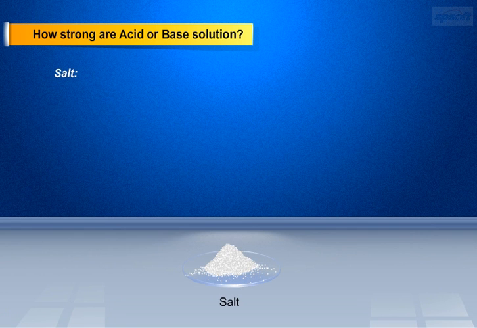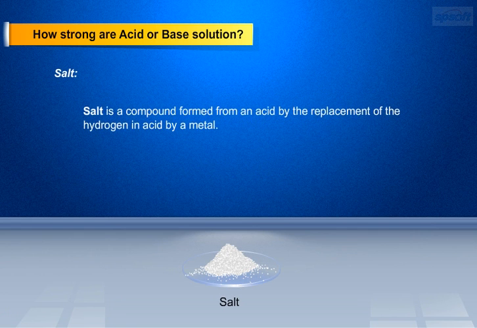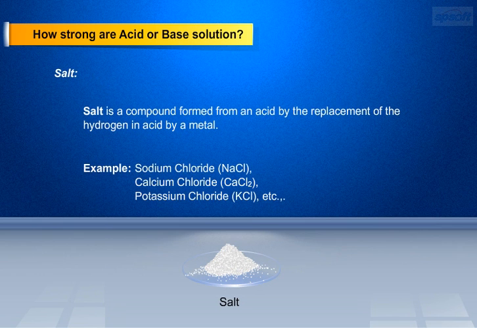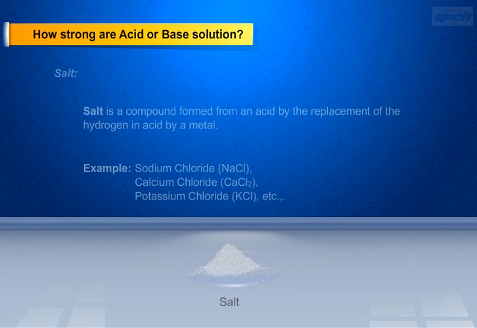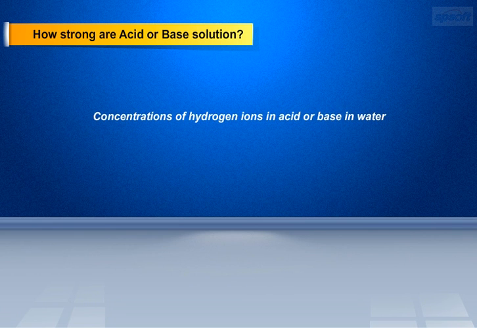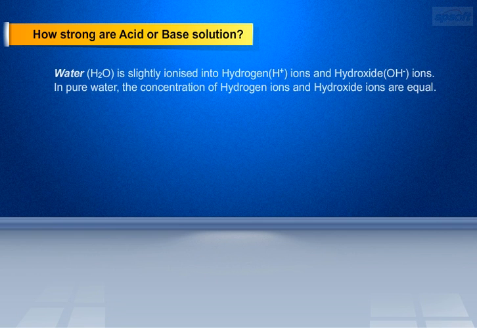What is salt? Salt is a compound formed from an acid by the replacement of the hydrogen in acid by a metal. Examples of salts are sodium chloride, calcium chloride, potassium chloride, etc. Before explaining about the strength of acid or base, we need to know the concentrations of hydrogen ions in acid or base in water. Let us see that first.